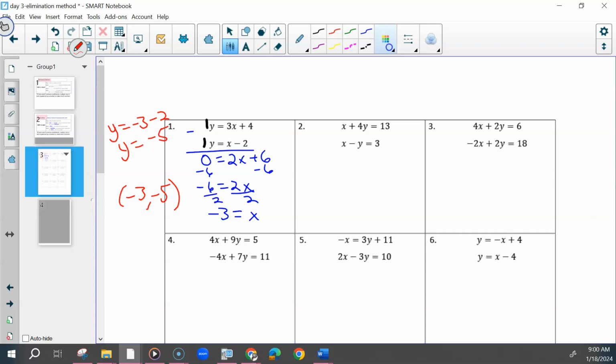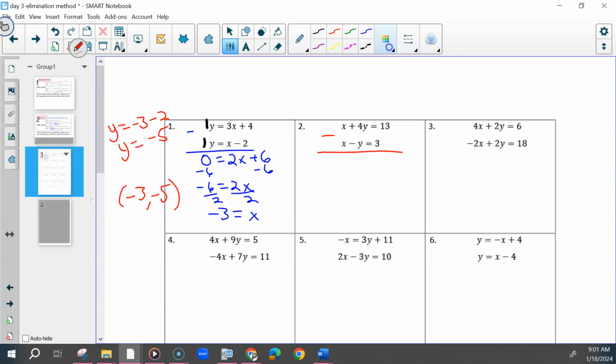In number 2, they're not set up the same, but that's okay. It doesn't have to be in y equals mx plus b. They just have to be lined up, which they are. Which variable has a common coefficient? X. So would we add or subtract these to eliminate x? Subtract. There we go.